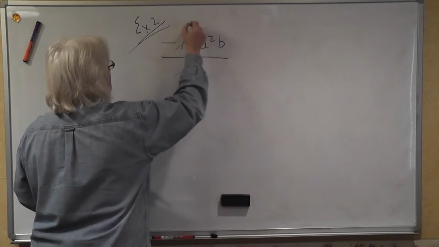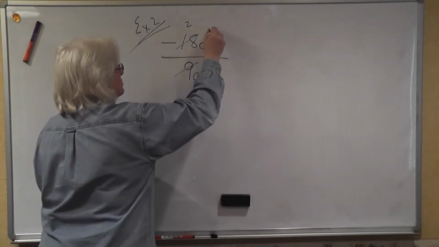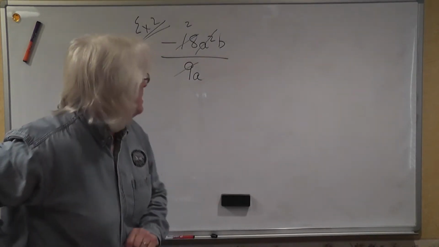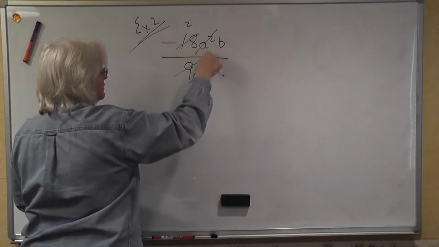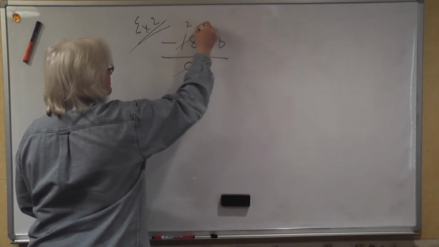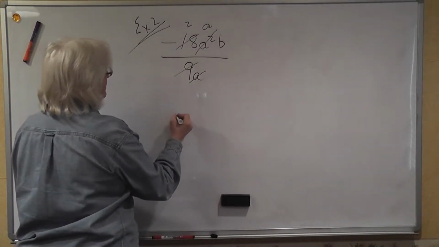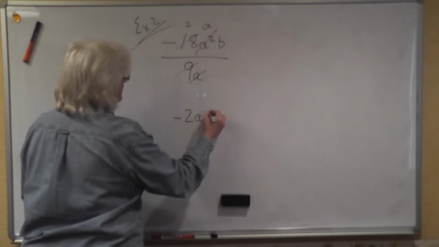9 goes into 18 twice. We're going to keep that negative sign. A squared, and did I count that wrong? A squared divided by a, you have a factor of a left, then you have a b. What do we have remaining in our numerator? Negative 2ab.